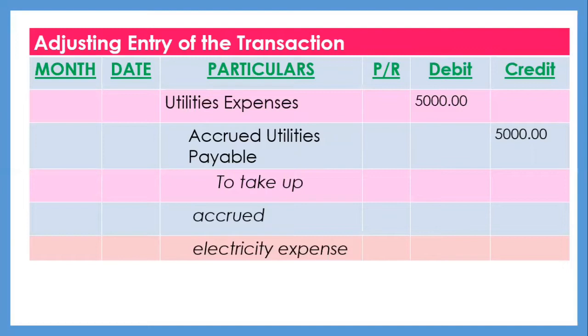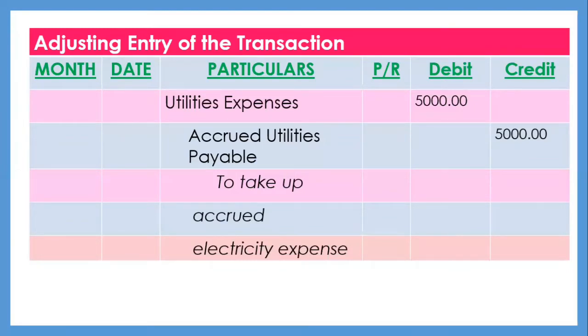So if you want to be specific, you can also make use of electricity expense instead of using utilities expense. That would be 5,000. And we will be crediting accrued utilities payable amounting to 5,000 pesos. And our brief description, to take up accrued electricity expense.